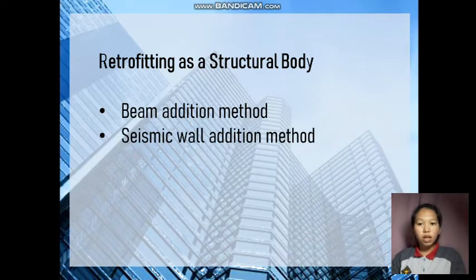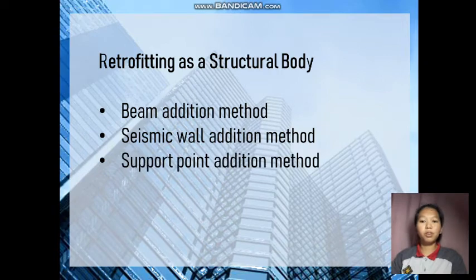Then the second method is the seismic wall addition method. It is placing new reinforced concrete walls between existing reinforced concrete rigid frame bridge or piers, and bonding them to form a continuous unit in order to restore or improve the load carrying capacity of the structural body.